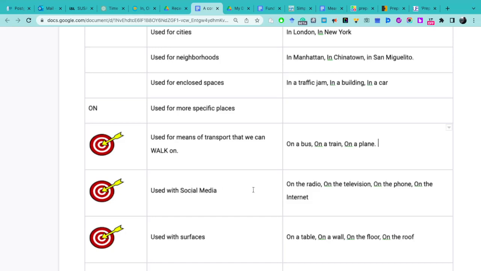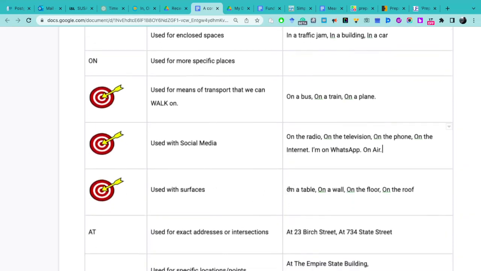With social media, whenever you want to talk about social media, for example, I'm on WhatsApp right now. Whenever we talk about social media, we must use the preposition on, or I'm on the internet, or I'm on the phone, or she's on the radio now, or she's on air, also with this phrase, on air. Also with surfaces, when we want to talk about something being on something, we use on the wall, on the floor, on the roof, especially if the surface is flat, like on the road as well.